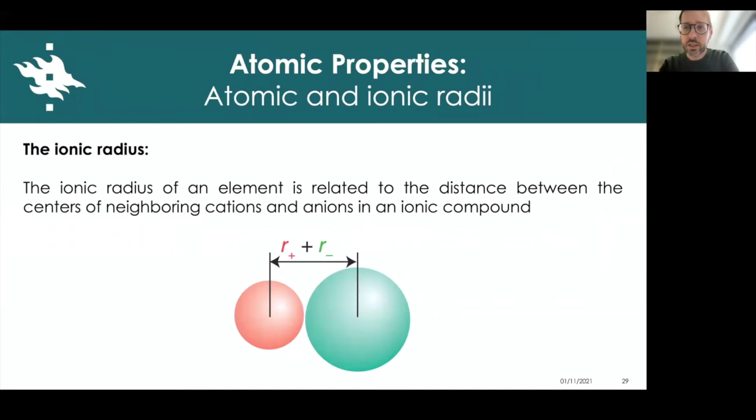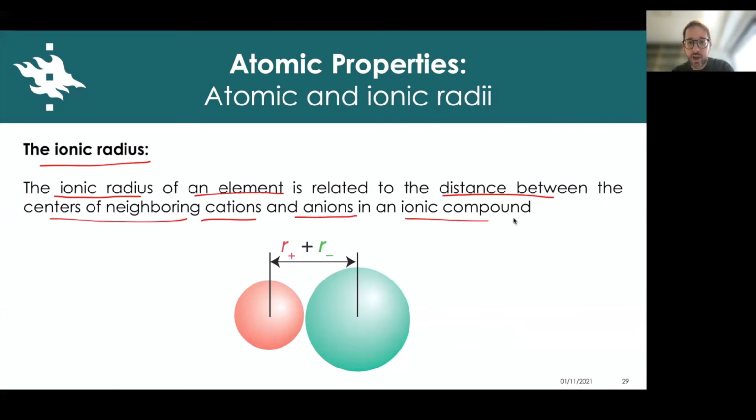Okay, so we discussed the metallic and the covalent radius, which we refer to as the atomic radius. But now let's talk about another definition, which is the ionic radius. This definition applies to ions, or ionic measurements in ionic compounds. The ionic radius of an element is related to the distance between the centers of neighboring cations and anions in an ionic compound. So we have an ionic compound with the cation and the anion.